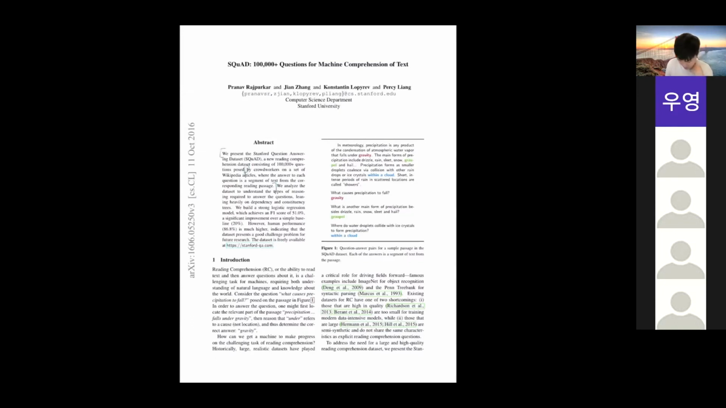It's a proposal, right? And we analyze the dataset to understand the types of reasoning required to answer the questions, leaning heavily on dependency and constituency trees. So this is also kind of a proposal of what they're doing in the paper. We build a strong logistic regression model which achieves an F1 score of 51%, a significant improvement over a simple baseline. It's kind of proposal plus experimental results, right? However, human performance is much higher, indicating that the dataset presents a good challenge problem for future research. This is kind of implication, right?